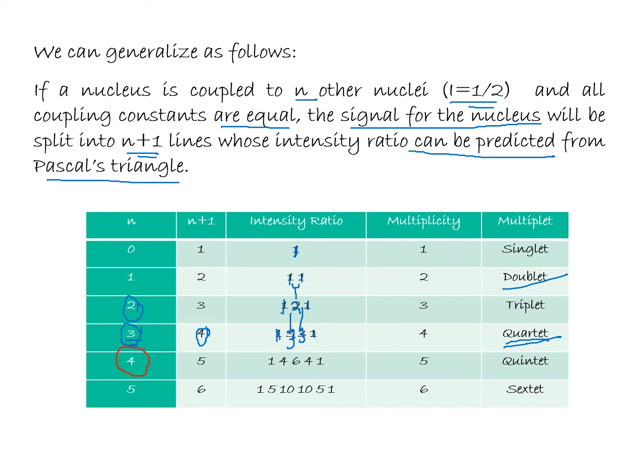If you have 4 neighbors, plus 1, so I'm expecting 5 lines. Here is 1. Go and write 1 on the right-hand side. Between the 1 and 3, sum them, it's 4. 3 and 3, in the middle write 6. 3 and 1, in the middle write 4. Sum them, okay? And then 1. That's how to write Pascal's triangle.